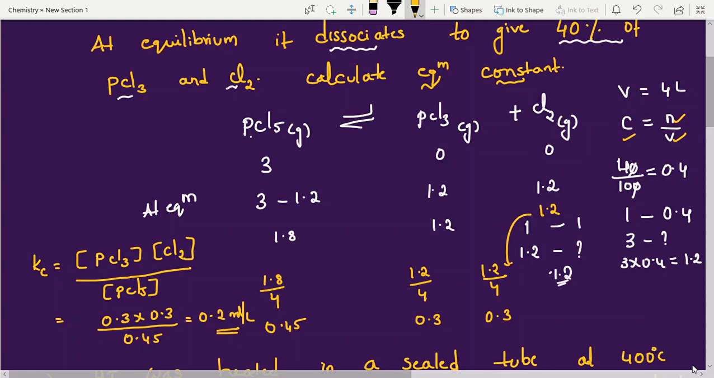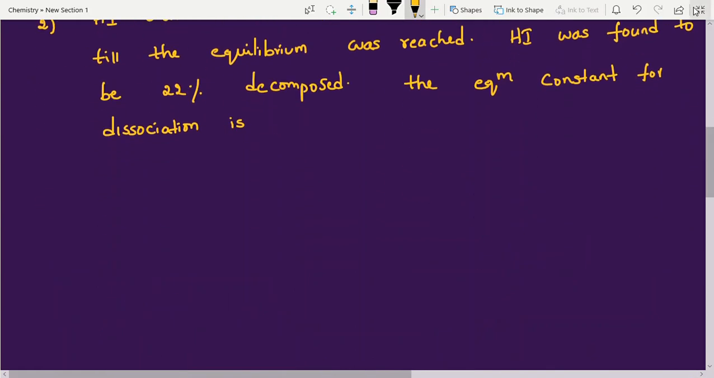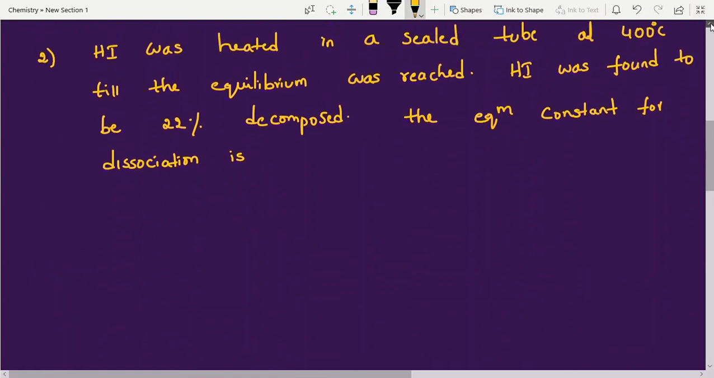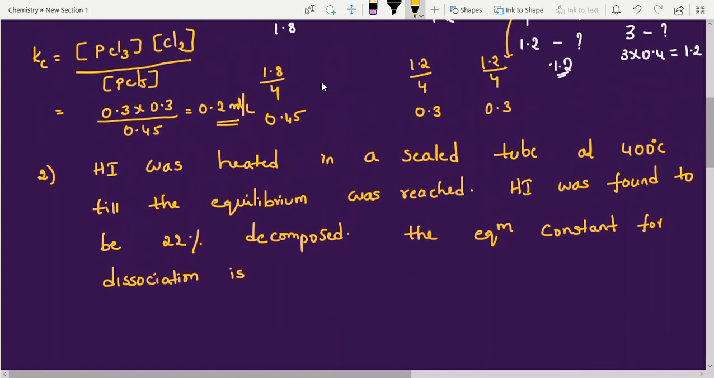Now next question. Question 2. HI was heated. Required equation first you have to find out. HI was heated in a sealed tube at 400 degrees centigrade till the equilibrium was reached. HI was found to be 22% decomposed, that means dissociated. The equilibrium constant for dissociation is?